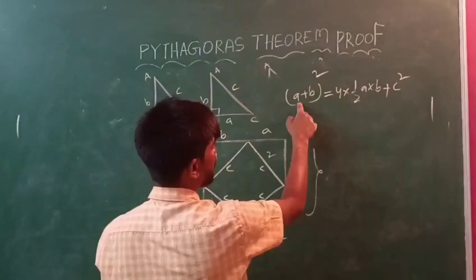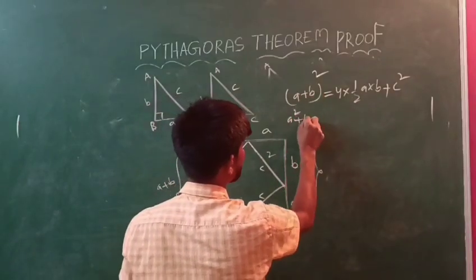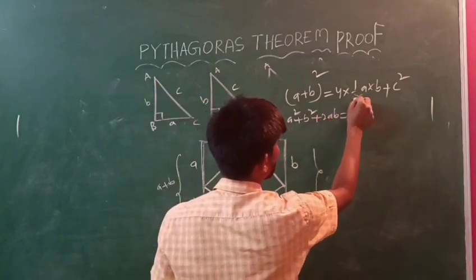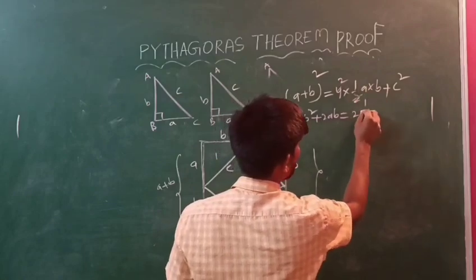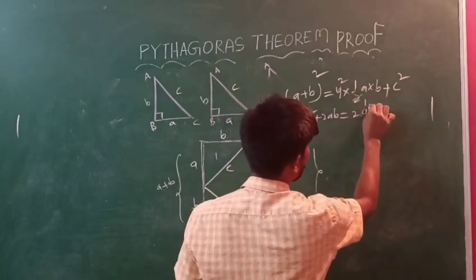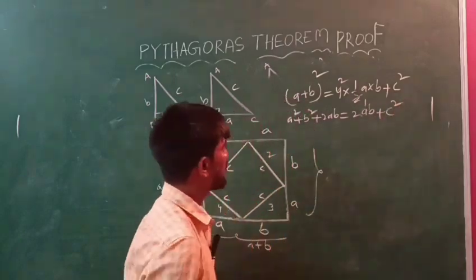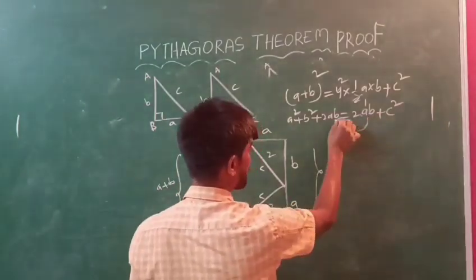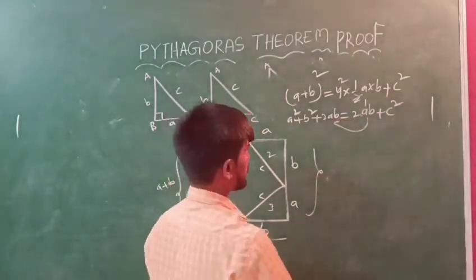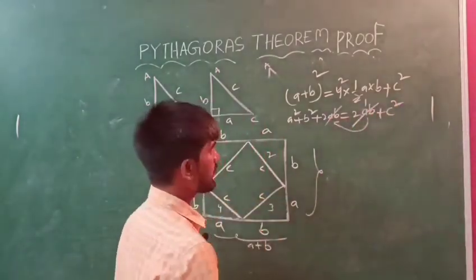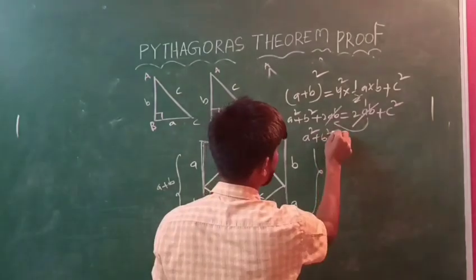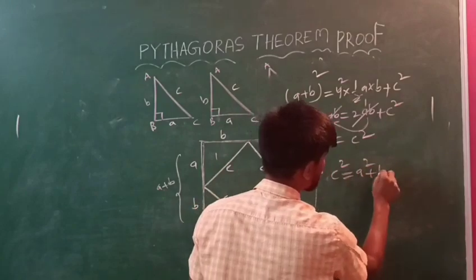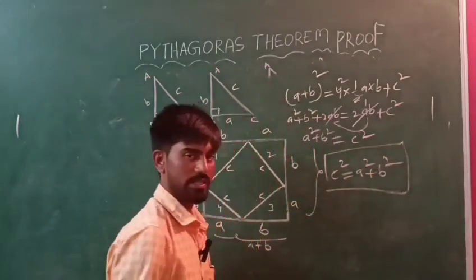Here I am going to expand A plus B whole square: A square plus B square plus 2AB, because 2 into A into B means 2AB. This equals 2AB plus the rest, C square. Here 2AB is on the right side and on the left side. If I take the right side value to the left side, it gets the negative sign. That's why they directly cancel. The rest is A square plus B square equals C square, meaning hypotenuse square is equal to side square plus side square. This is the Pythagoras theorem proof.